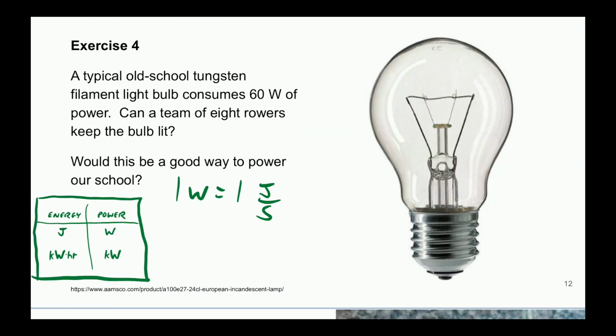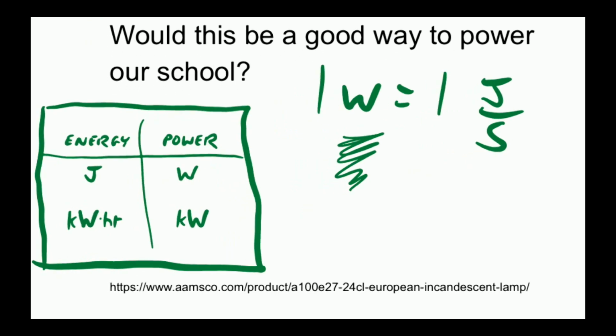In this exercise here with the light bulb, I ask if it would make sense for our team of 8 rowers to keep the bulb lit. And in order to do that, you need to remember that a watt is a joule per second. And I will remind you, too, that units of energy and power are different from each other.